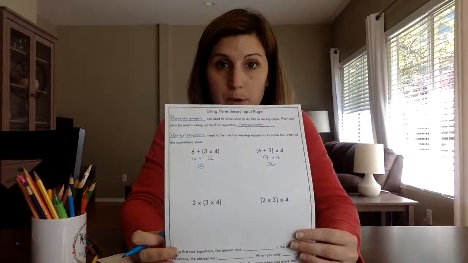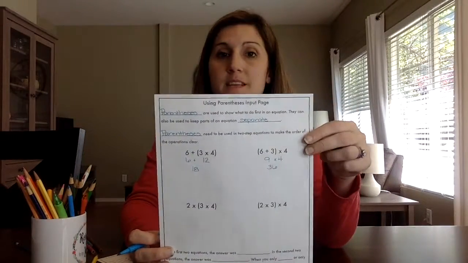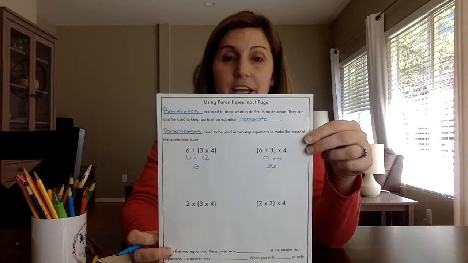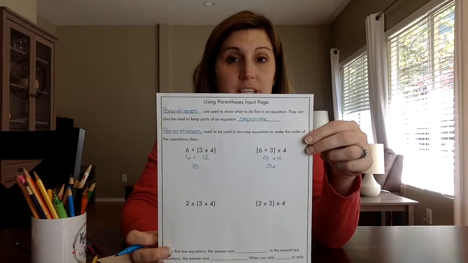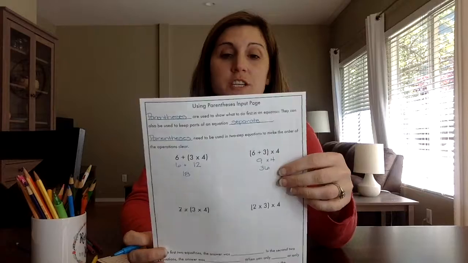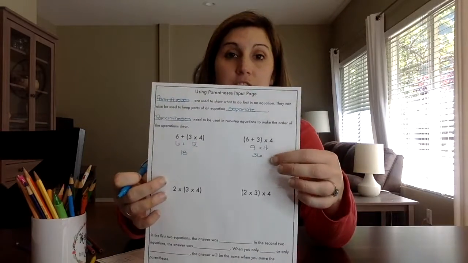Let's look at the other equation. (6 plus 3) times 4. 6 plus 3 is in parentheses this time, so I do that first. 9 times 4, and that equals 36. So notice I have the same numbers. I'm doing the same math. All that's changed is the location of the parentheses, and my answer changes from 18 to 36.